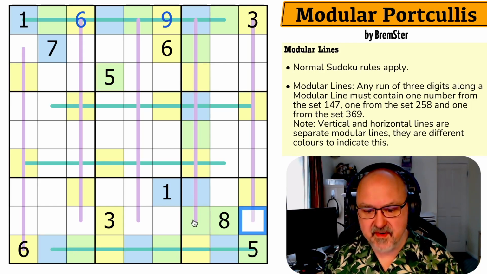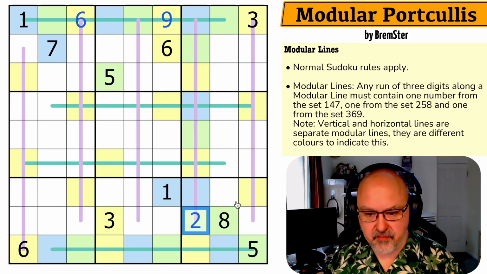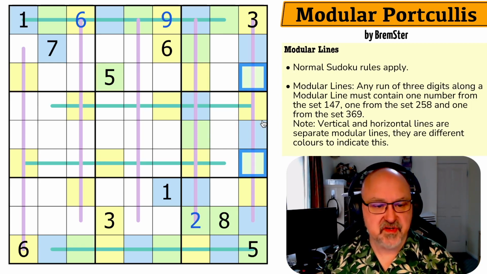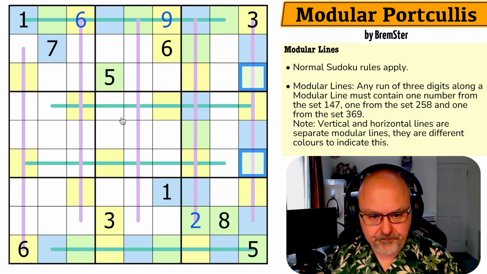Now, this can't be green because I've got all the greens in the box, and it can't be yellow because I've got all the yellows in the column, so that is blue. And now every third digit along this is blue, so these are both green. This was not designed to be a hard puzzle, by the way. But we'll see how we go.